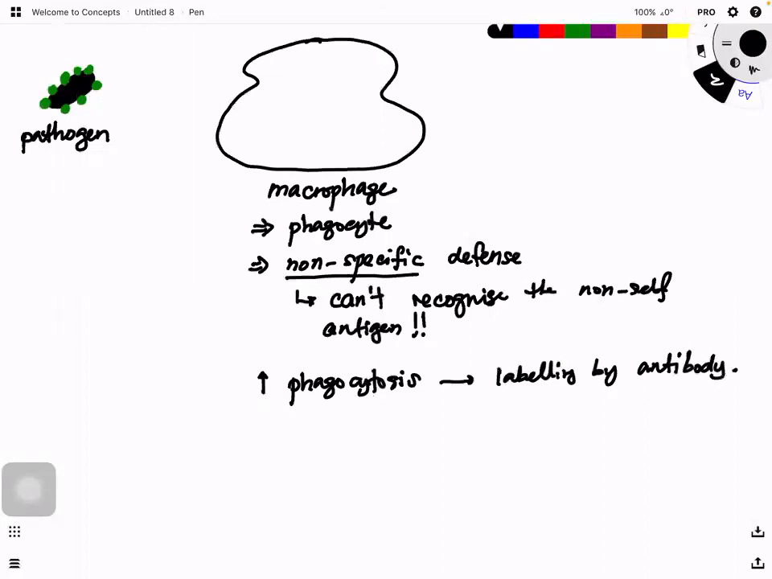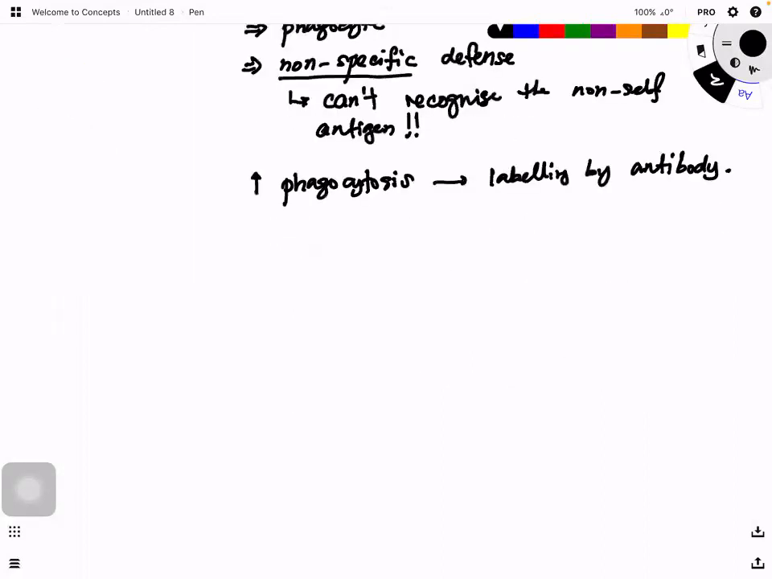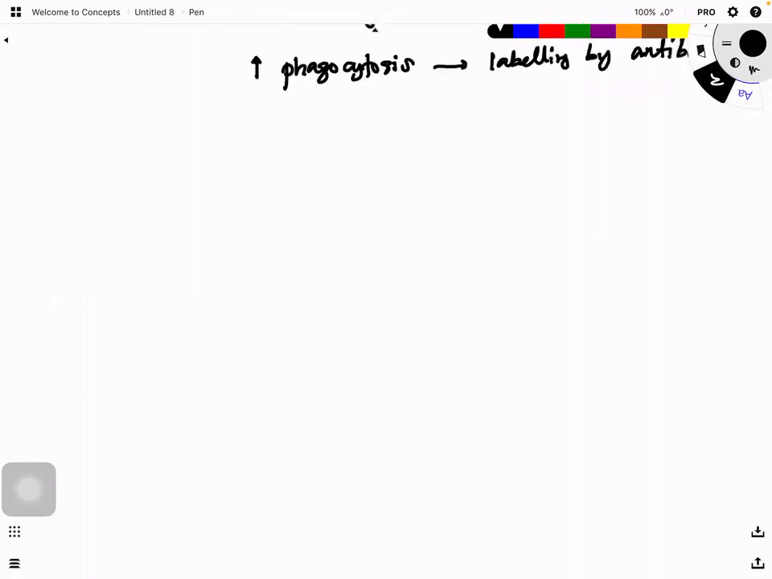So how can this take place at the cell surface of the macrophage? First of all, look at this diagram. I have the pathogen with the cell surface antigen, a non-self antigen. In order to enhance phagocytosis, it doesn't mean that the macrophage cannot carry out phagocytosis, but we want to enhance it, make it better and faster.